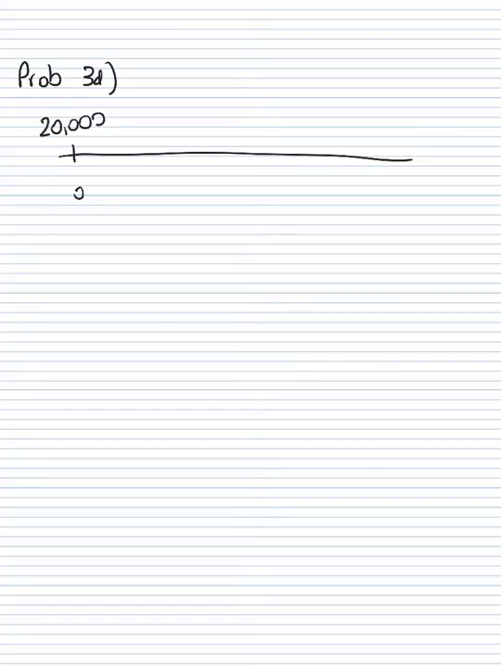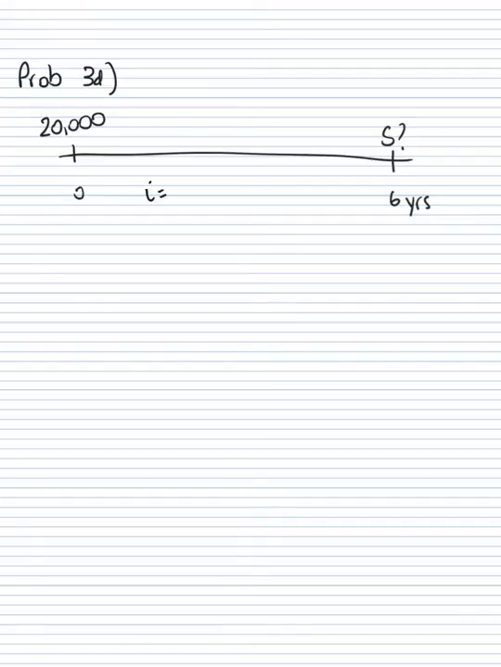In problem 3 part D, we've got at time 0 an investment of $20,000, and we're asked if interest is 6% per annum compounding monthly, how much would we save up after 6 years?